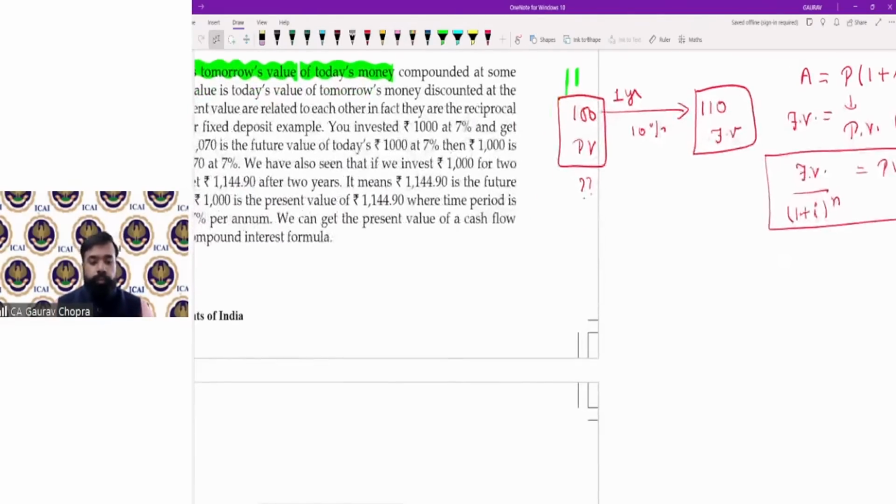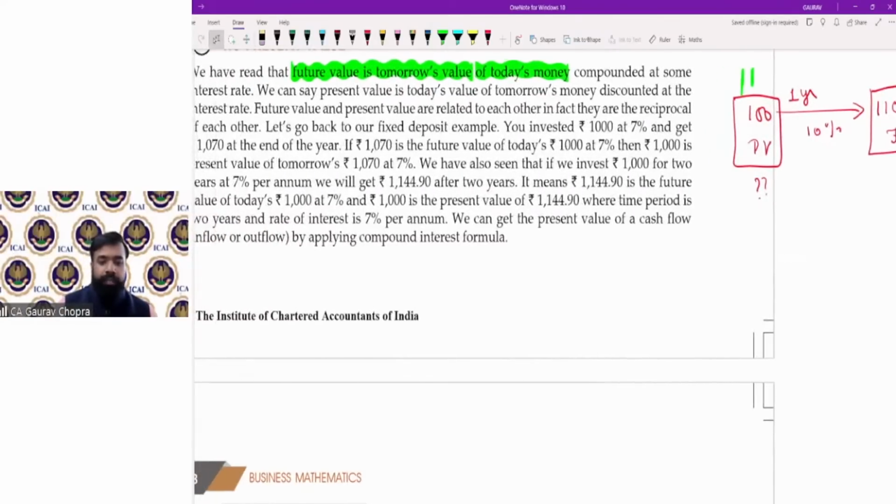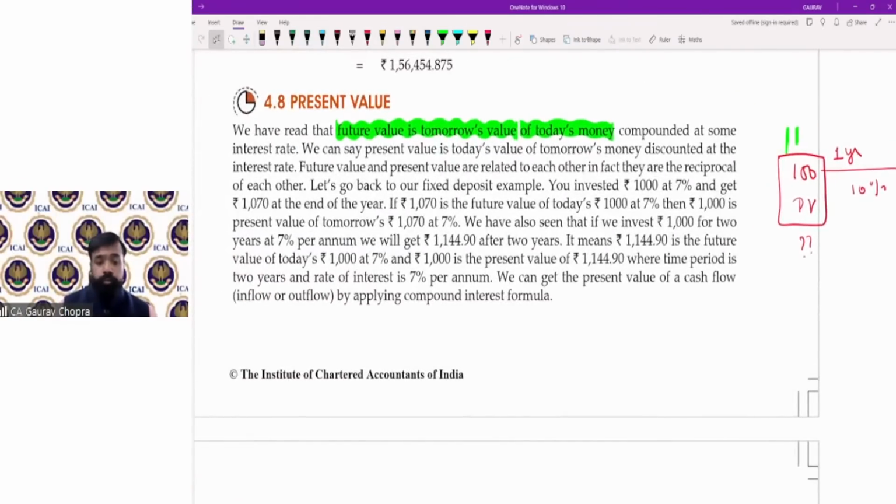So now what is the language saying here? We can say present value is today's value of money, of tomorrow's money discounted at the interest rate. मतलब हमें क्या करना है, रिवर्स कैलकुलेशन करनी है, 110 से 100 तक पहुंचना है. पहले हमने क्या किया था, 100 हमारे पास था, 100 से हमने 110 को कैलकुलेट किया. अभी उल्टा करना है, 110 is available, उससे 100 तक हमें जाना है. So this reverse calculation is nothing but the present value. So I think you have understood the basic meaning of present value.